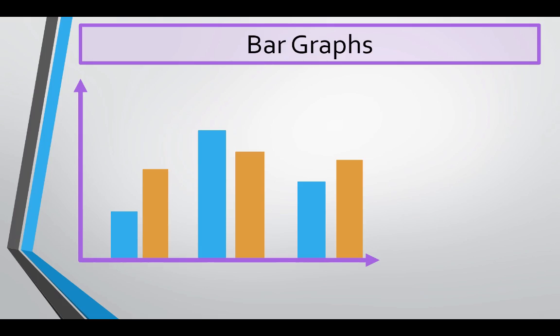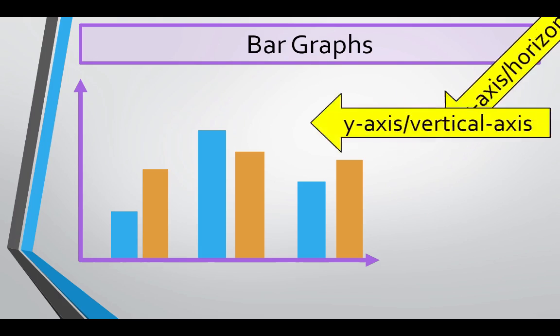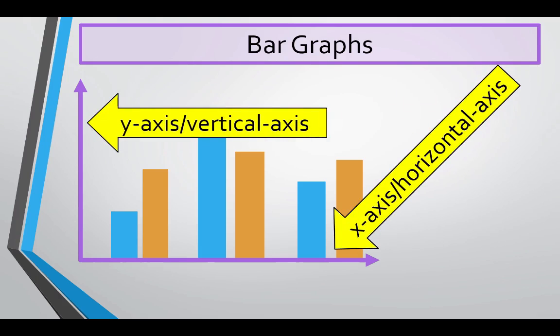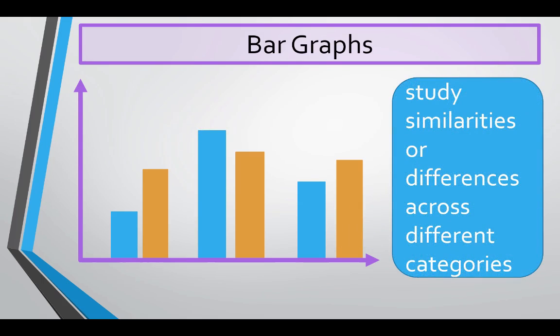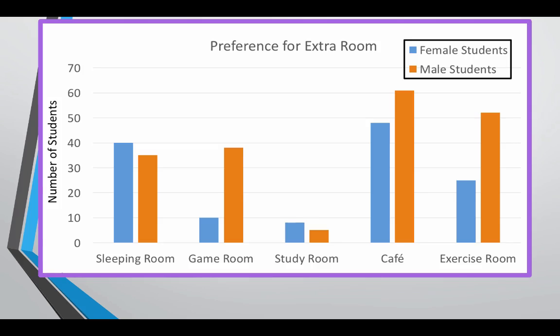Bar graphs are similar to line graphs in that there is an x-axis and a y-axis. While it is still possible to show change over time, many researchers use bar graphs to study similarities or differences across different categories. What this means is that it is possible to have a variety of categories on the x-axis. Take a look at this bar graph.